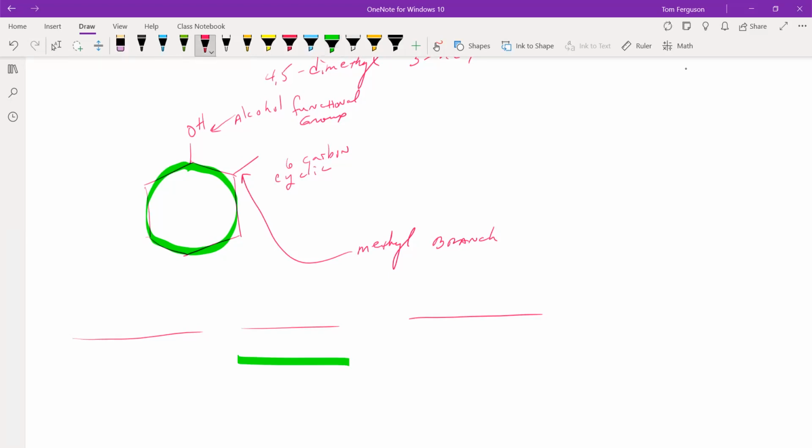So the backbone is going to be cyclohexanol, because of the alcohol. And the alcohol is going to be at carbon number 1. And that means the methyl group is on carbon number 2. So I need 2-methyl cyclohexanol.